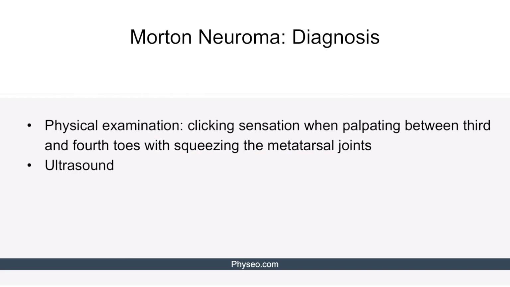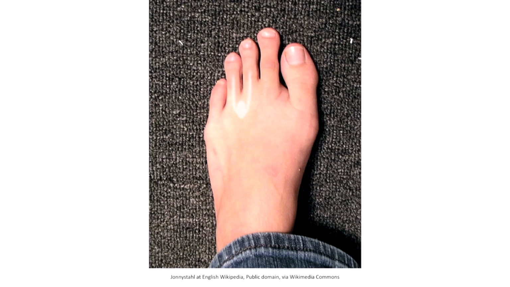To diagnose Morton neuroma, the physician will perform a physical examination and will detect a clicking sensation when palpating the space between the third and fourth toes with squeezing of the metatarsal joints. An ultrasound can be ordered to visualize soft tissue structures like a neuroma in this case. Here's an image of Morton neuroma. As we mentioned earlier, it is commonly found between the third and fourth metatarsals.